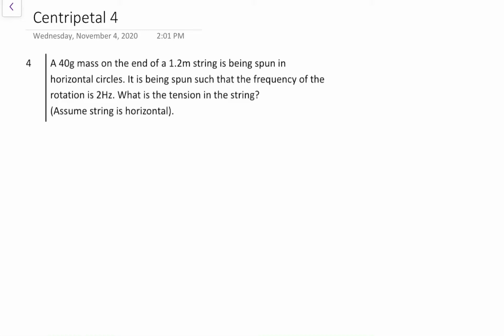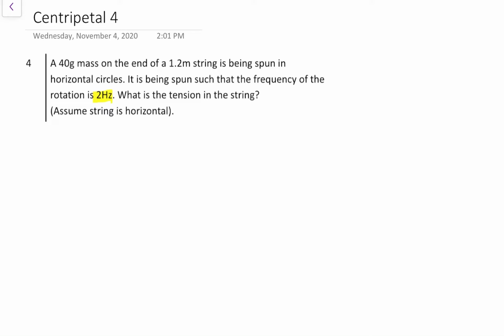The physics of this one isn't different than the physics of the last one. We've got something going in a horizontal circle. We're going to assume that the string is horizontal. What I wanted to introduce this time is a notation you'll see once in a while, where instead of talking about how fast it's going, they talk about the frequency of the rotation.